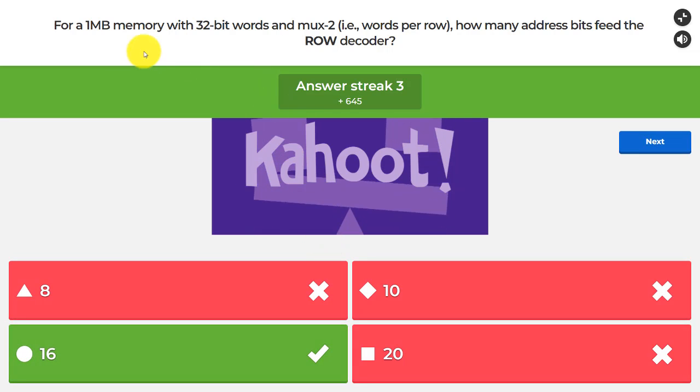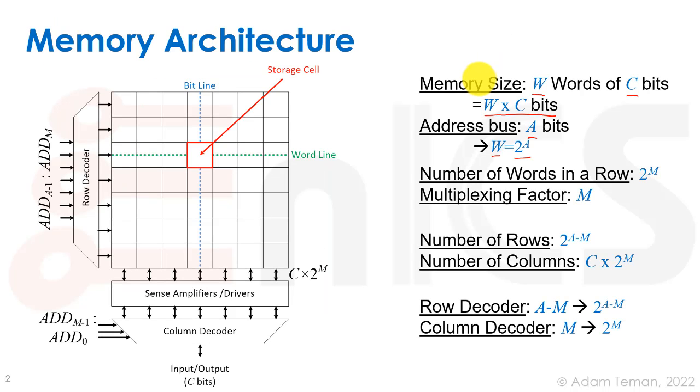So again, the question is, for a 1 megabyte memory with 32-bit words and MUX2, how many address bits feed the decoder? Going back to this over here, our multiplexing factor M is the number of words in a row. So we have 2 to the power of M words in a row. If our multiplexing factor for MUX2 equals 2, that means we have 4 words in a row. We're folding the words, and so we're going to have 4 words in a row.